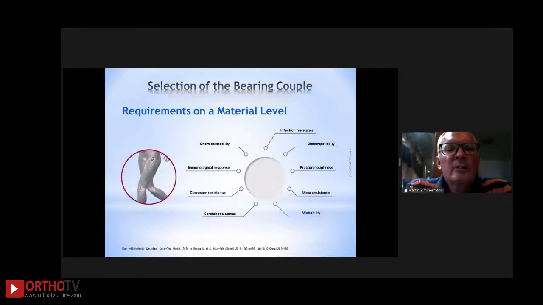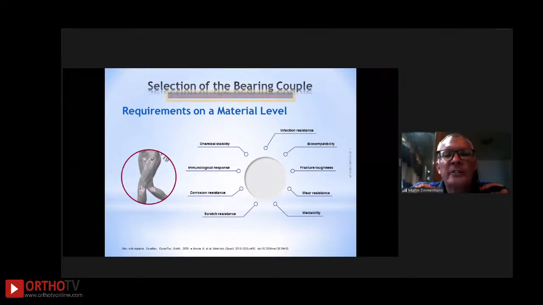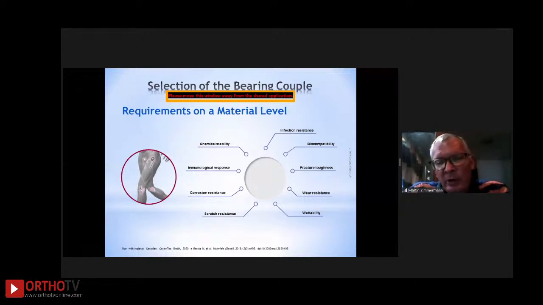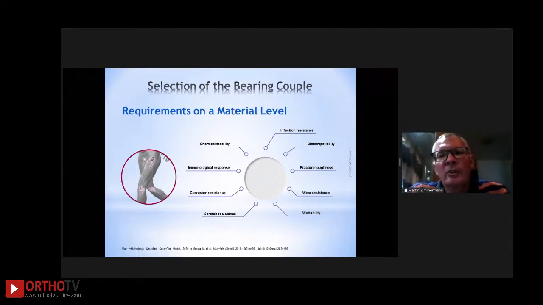If you look now specifically at the choice of the material, from the point of view of the selection of the bearing couple, here are the criteria which are important to respect. First of all, of course, the biocompatibility, but also chemical stability, infection resistance, corrosion resistance, scratch resistance, and wear resistance are very important to improve the results of the surgery.